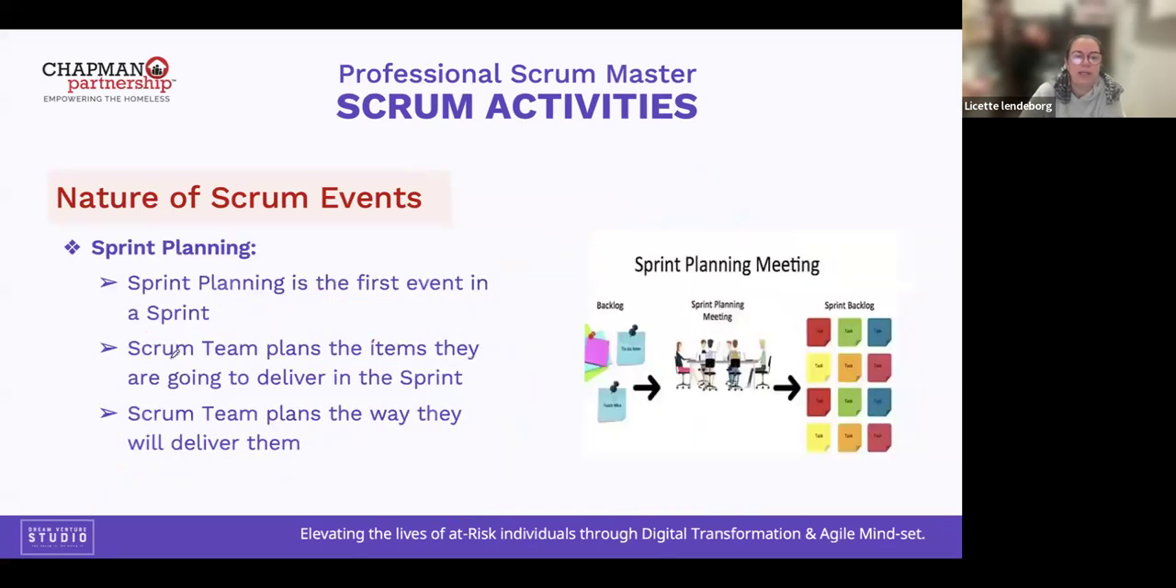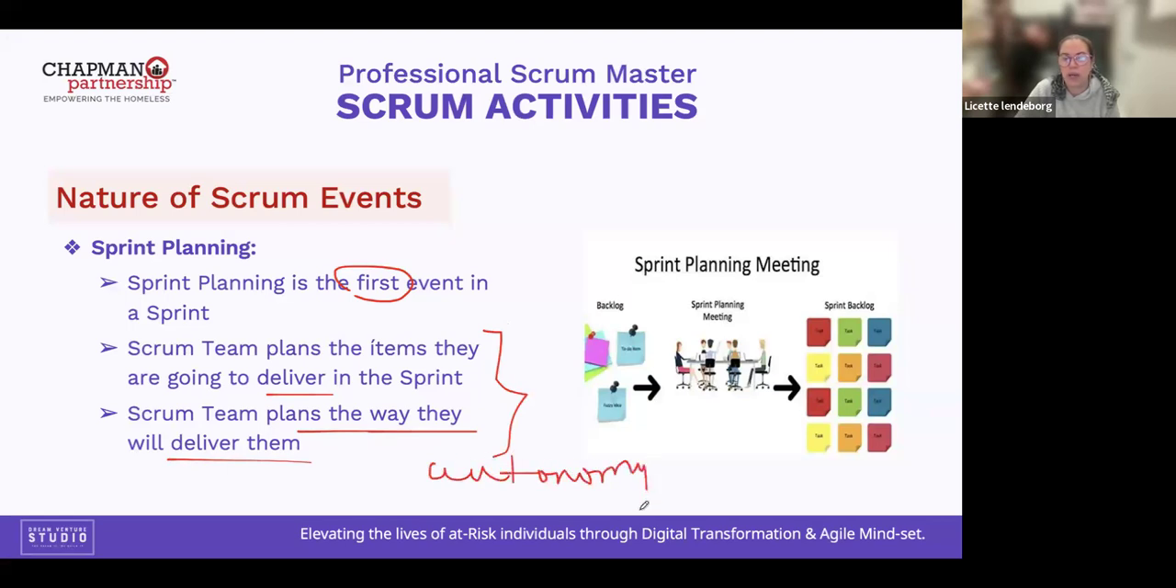All right, so sprint planning. Sprint planning is the first event in the sprint. The Scrum team plans the items they're going to deliver in the sprint, and plans the way they will deliver them. So they have autonomy. The team has autonomy. That's why it's Scrum. So the team makes a decision about what to do, how to do it, and who's going to do it from the team.